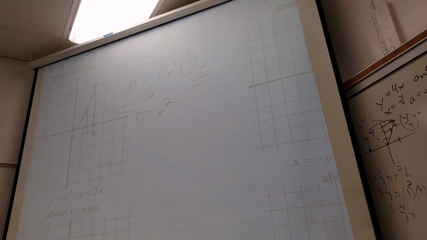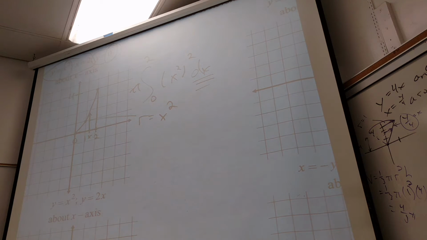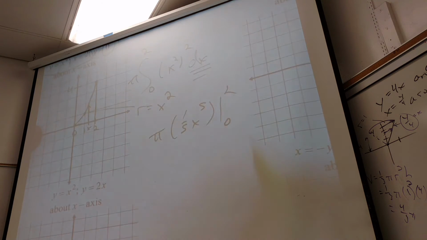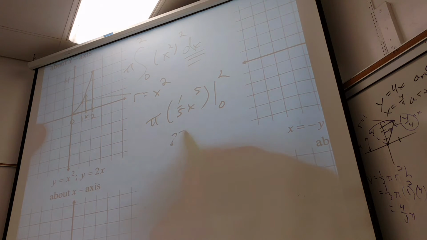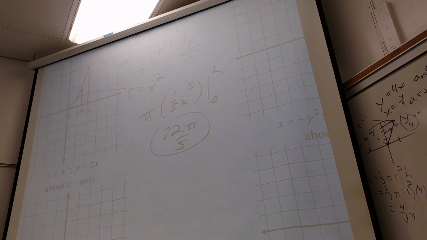And now that's very much like what we just did. In fact, it's just about the same exact thing. So you get pi times 1/5 x to the 5th from 0 to 2. So again, you get your 32 pi over 5. I like it. So the important thing is setting up the integral. The rest of it should not be the hard part. The hard part should be getting here.